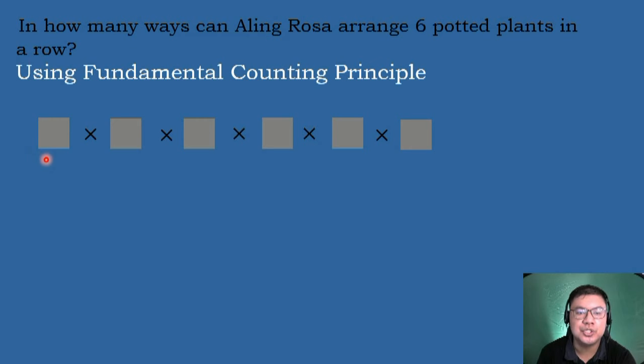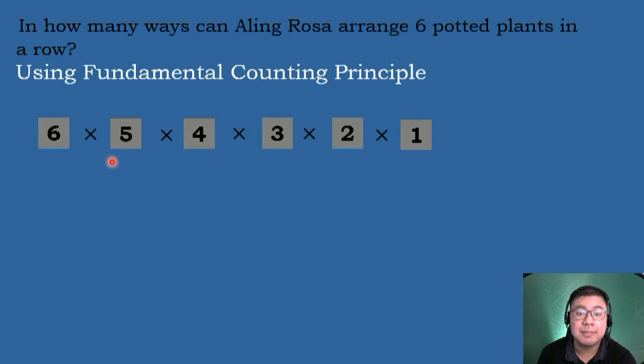So on the first position, we have 6 possible ways we can select for the first position. After selecting one potted plant here, we only have 5 ways to select on the second position. And then after we have selected one potted plant here, on the third position, we have only 4 ways to select on this position. And then again, subtract by 1 for the fourth position. For the fifth position, subtract again by 1. And then for the last position, subtract again by 1.